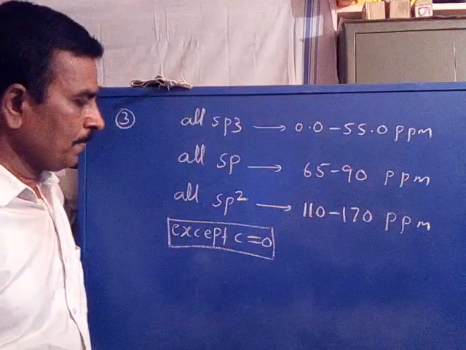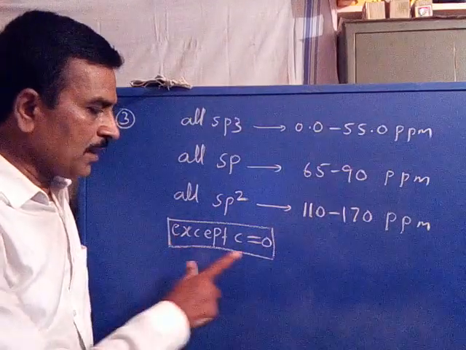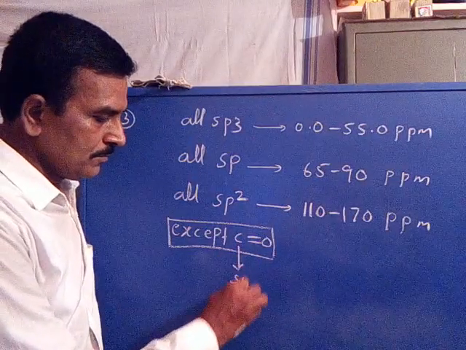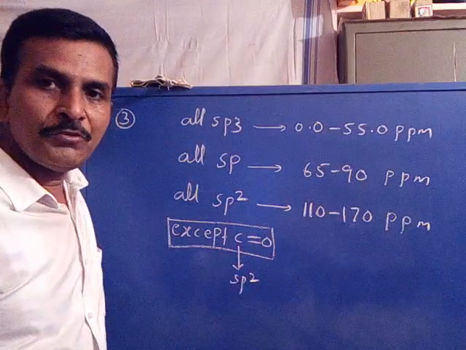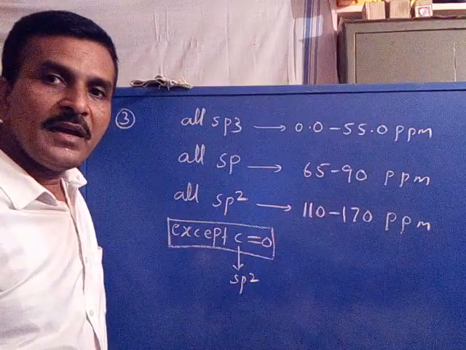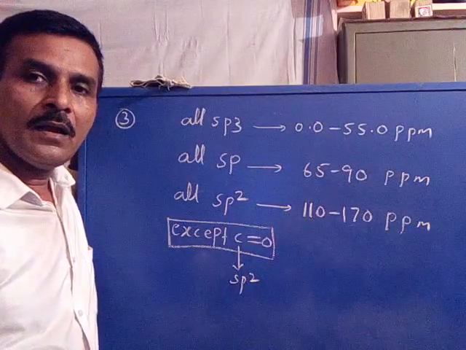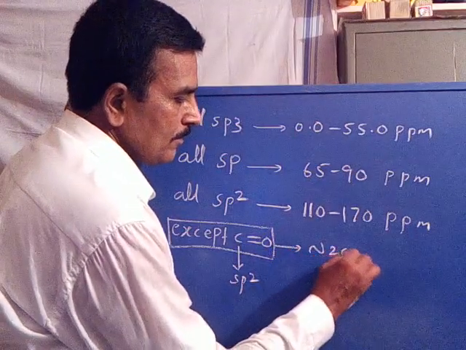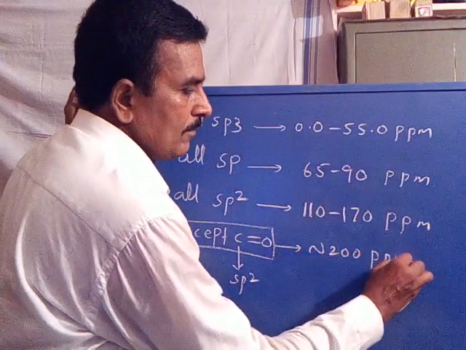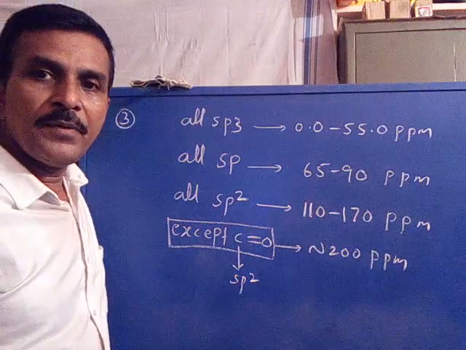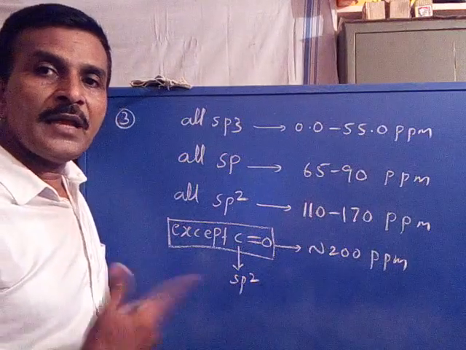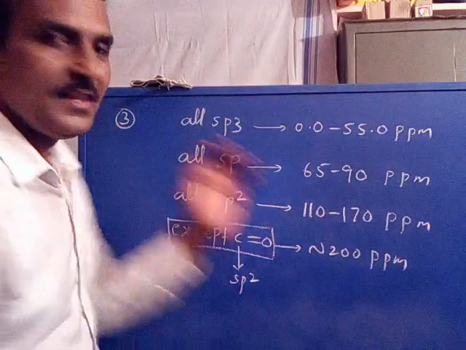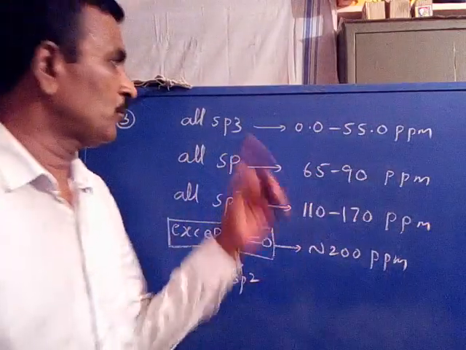Are you following? Now, the carbon of the carbonyl group, however it is sp2 hybridized, its signal always appears nearly 200 ppm, due to inductive effect as well as mesomeric effect. Is it clear? Now, this is the range of C13 NMR spectroscopy.